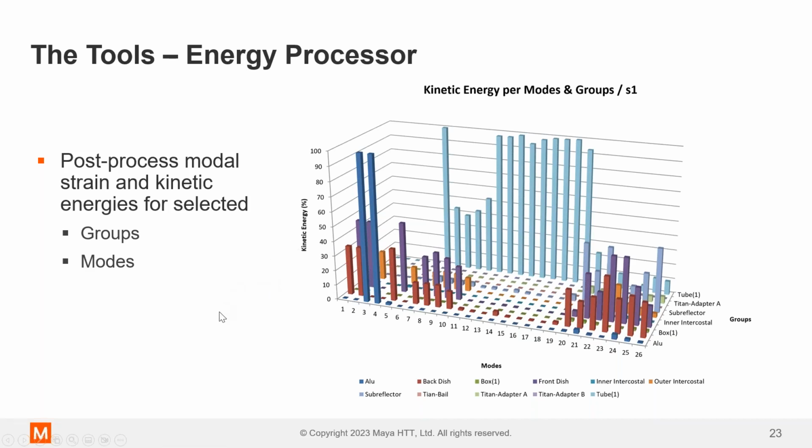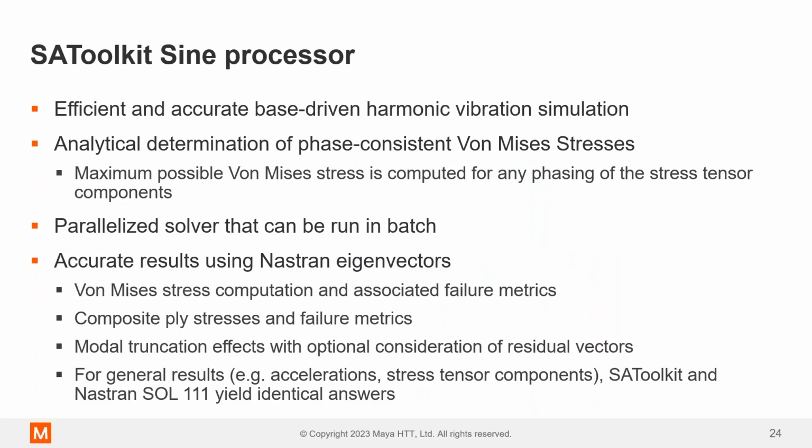This is the energy processor. Some of the output you get from that, you can do modal strain and kinetic energies, and also do it by groups. So you can really see which groups are active in which modes, which can be helpful if you're trying to debug your model.